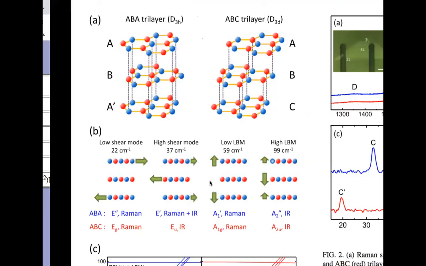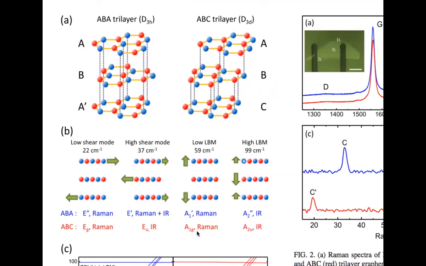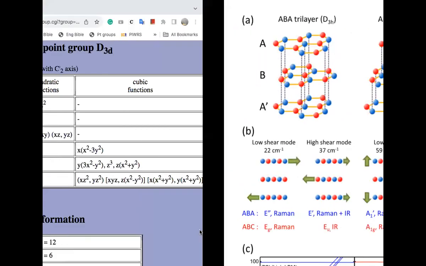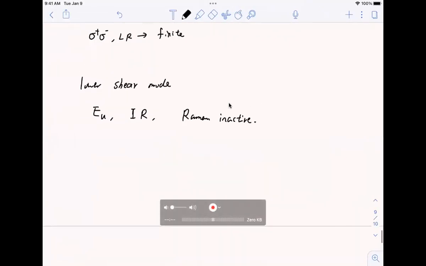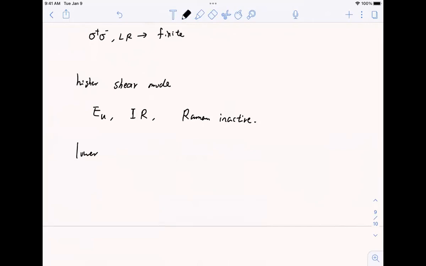We're moving quickly. Okay, this is A1G. What is A1G? A1G is this one. This is the higher shear mode, and this is the lower breathing mode. So A1G belongs to this one.